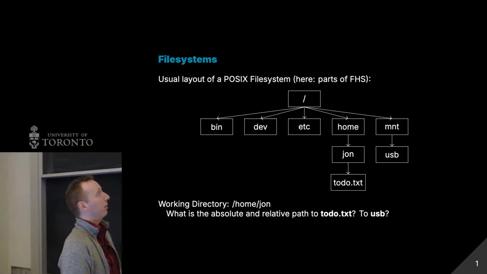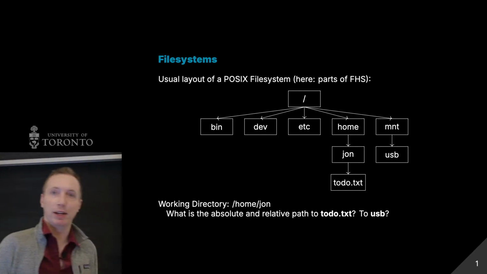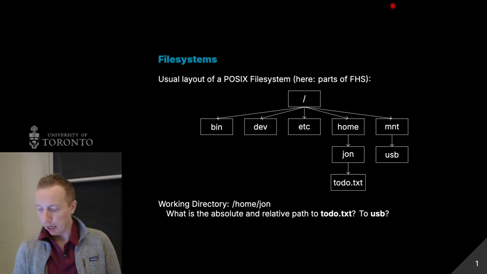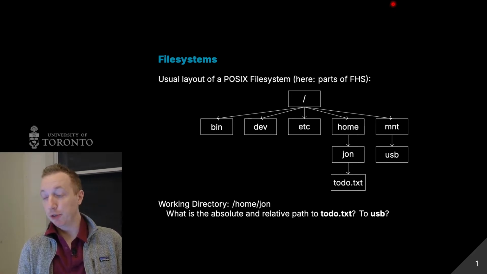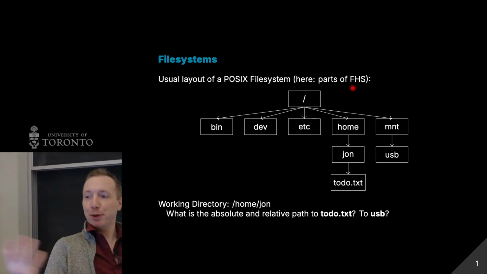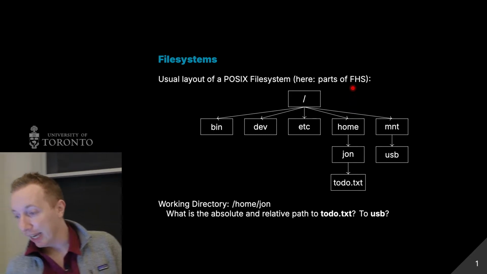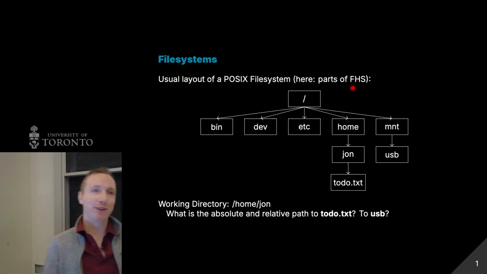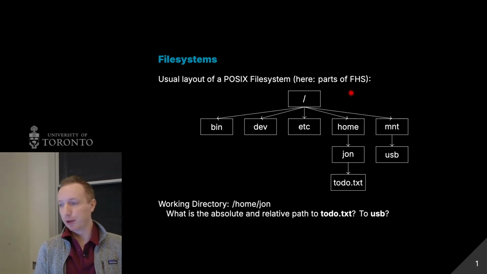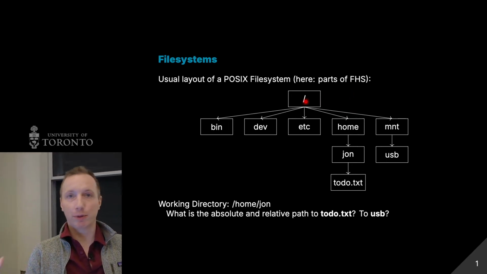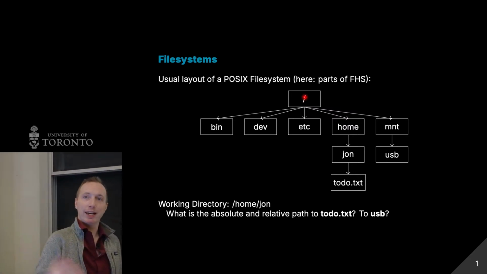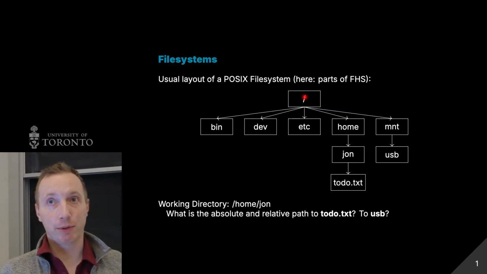So the usual layout of a POSIX file system, aka Linux, BSDs, Mac, although Mac deviates a bit. Here are some directories that should be present as part of this standard, which is very creatively named FHS, which is File System Hierarchy Standard. Very creative name. And it defines what directories should exist there. So it says, well, there's a root directory at the top, so all your directories are laid out in a DAG or a directed acyclic graph.